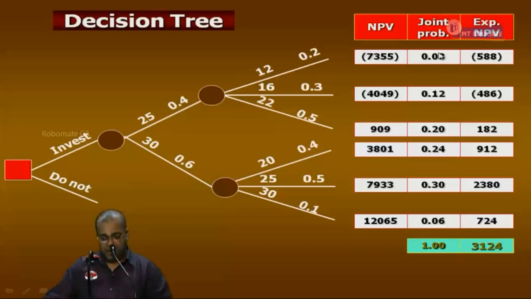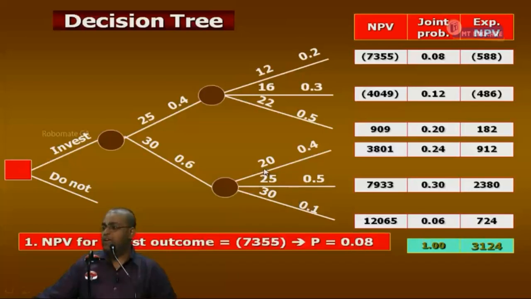What is the best case NPV? The best case is the 30 case, 12,065. What is the probability of this occurrence? 0.06. That's 8% of having a bad NPV and 6% of having the best NPV. Next, will the project be accepted or not? Yes, it will be accepted. Why? The expected NPV is positive. That is the answer for this particular question.